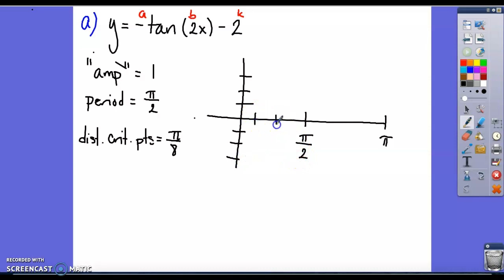Okay, that means that the distance between intervals is pi over 8. So this would be pi over 8. This one is 2 pi over 8. This is 3 pi over 8. Okay, this is 4 pi over 8, which is pi over 2. This is 5 pi over 8. This is 6 pi over 8. And this is 7 pi over 8. And this would be 8 pi over 8. Okay, 2 pi over 8 reduces to pi over 4, and 6 pi over 8 reduces to 3 pi over 4.